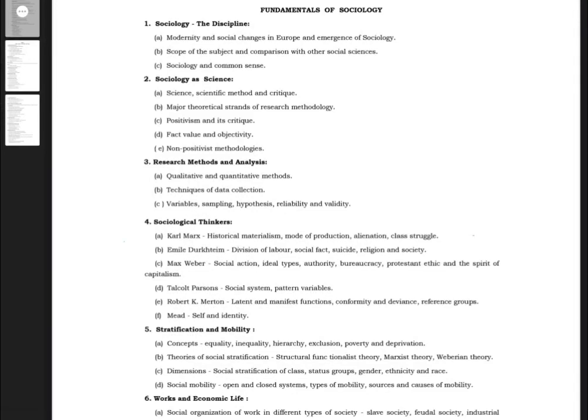Hello everyone. So I am starting a series in which we will be covering the syllabus of sociology optional for UPSC. This will be a study along series in which we will be studying together all the units, each and every topic. We will be referring to notes, different reference books, study materials.